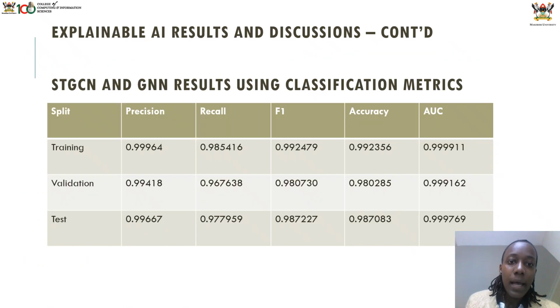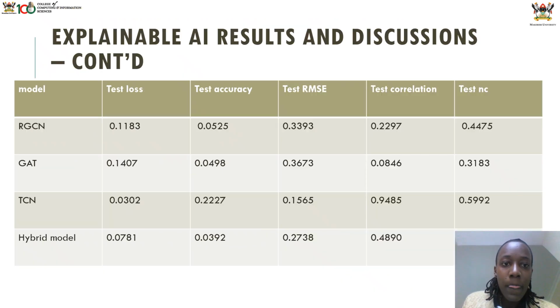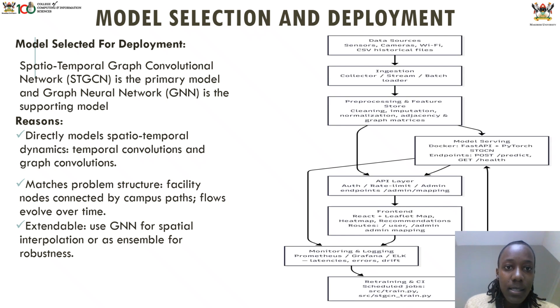And so these are the results we got from the first model, the SGCN, together with the GAT, the assembled model. We use precision, recall, F1 score, accuracy, AUC, and those are classification metrics that we used: training results, validation results, and test results, as you can see. And also this model uses the regression metrics to assess the performance of the model, as you can see also here.